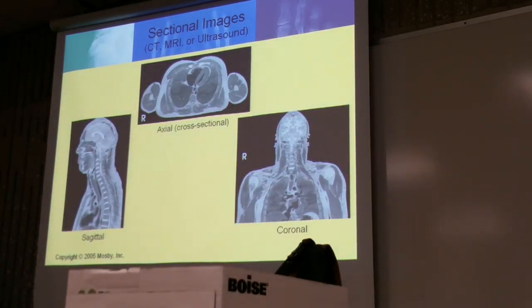All right, so here we have some sectional images. Here we have sagittal, left and right parts. Axial cross-sectional, or horizontal, top and bottom. Coronal, front and back. Questions?